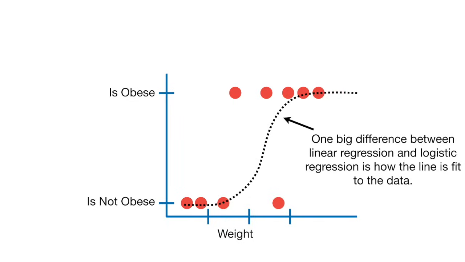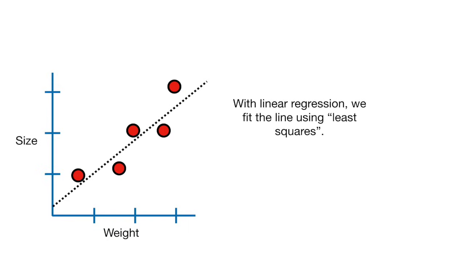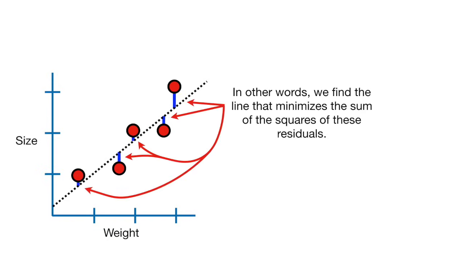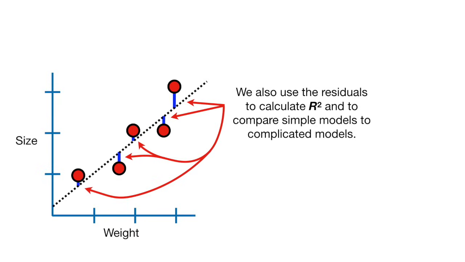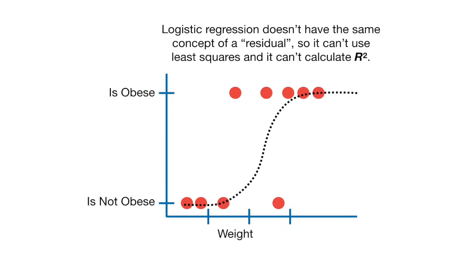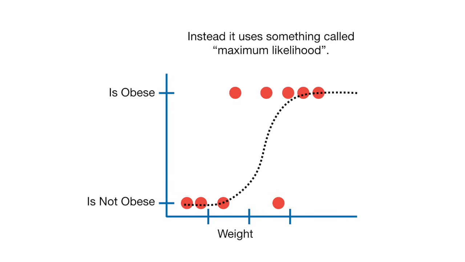One big difference between linear regression and logistic regression is how the line is fit to the data. With linear regression, we fit the line using least squares. In other words, we find the line that minimizes the sum of the squares of these residuals. We also use the residuals to calculate R squared and to compare simple models to complicated models. Logistic regression doesn't have the same concept of a residual, so it can't use least squares and it can't calculate R squared. Instead, it uses something called maximum likelihood.